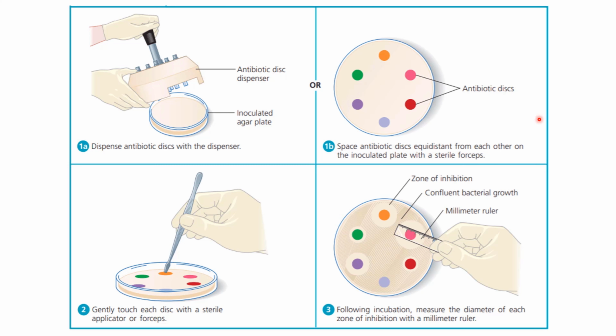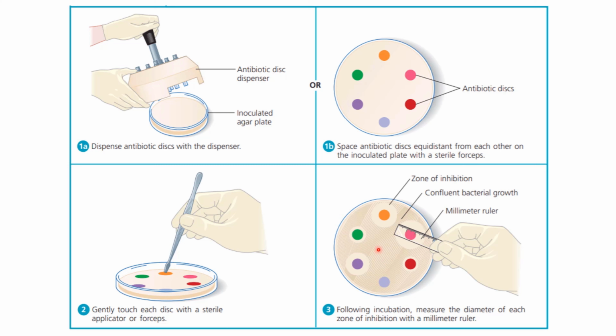After the incubation period, you can see that there is essentially a lawn of the organism that grows. If the organism is susceptible to that antibiotic, there will be a zone of inhibition. In other words, because the antibiotic has diffused in this region, the organism will not be growing. And if it's resistant, you can see that the organism will grow through the disc, which essentially means that antibiotic was not active.